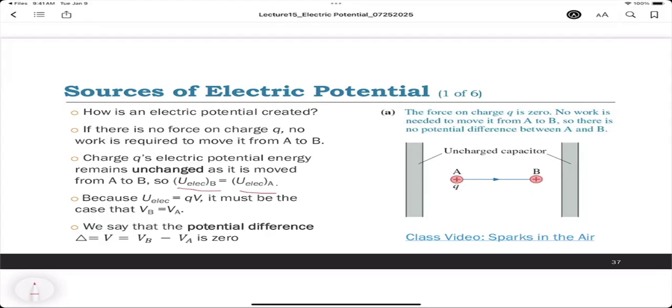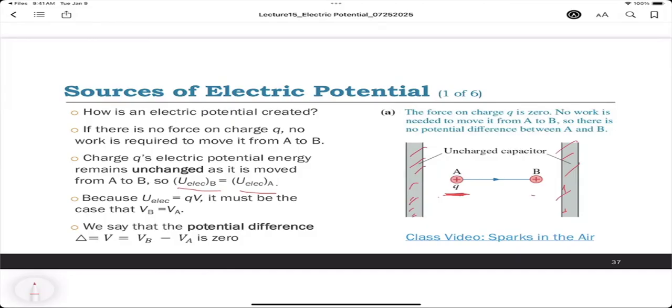Because if there is no force on charge Q, there is no work required to move it from A to B. That makes sense to you? Because there is no other force. Charge Q's electric potential energy remains unchanged as it moved from A to B. So for this situation, the electric potential energy at A equals that at B.